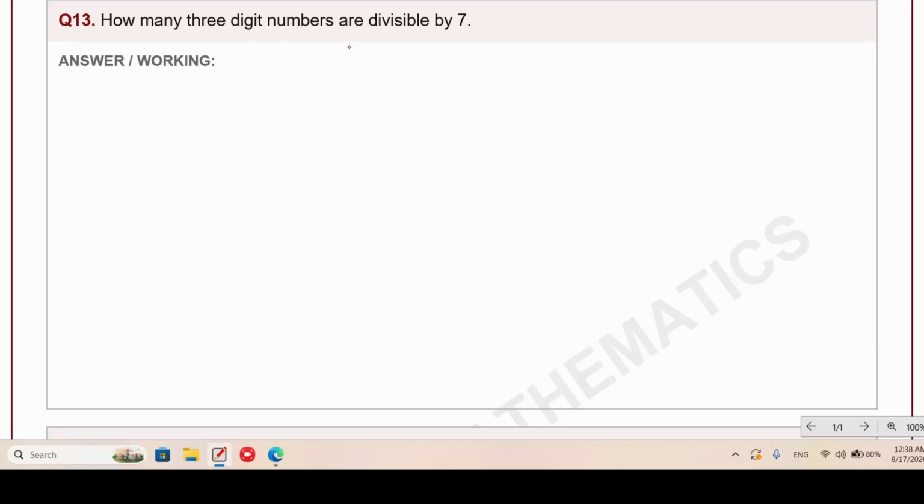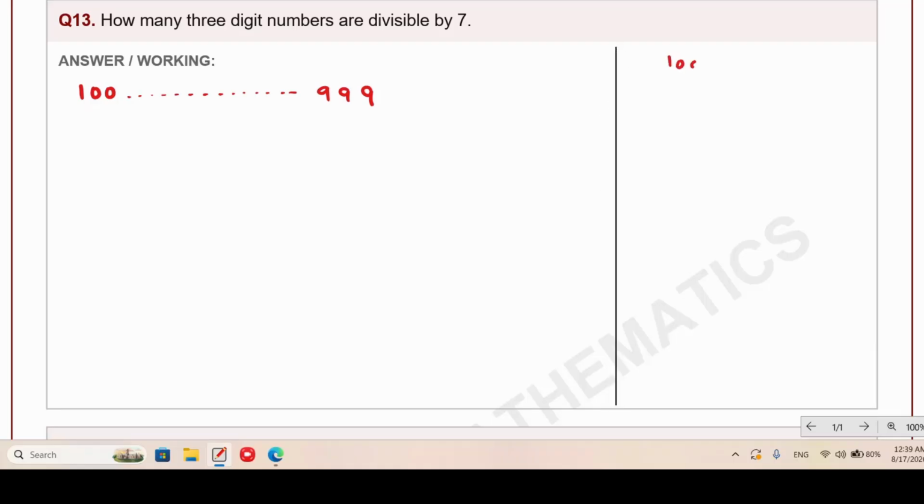Do question number 13. How many 3-digit numbers are divisible by 7? 3-digit number. So 3-digit numbers start from कहाँ से? 3-digit numbers are 100 से लेकर के 999. So the first number which is divisible by 7 after 100. So how do you know? Let's understand how we will find A and D here.